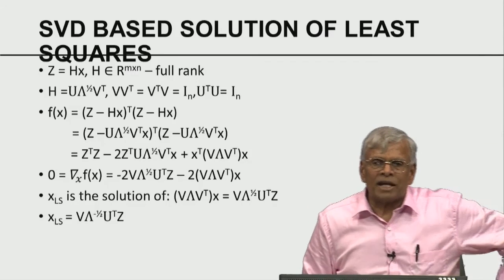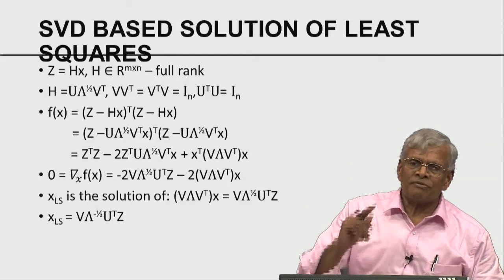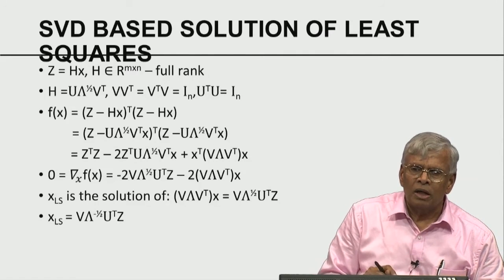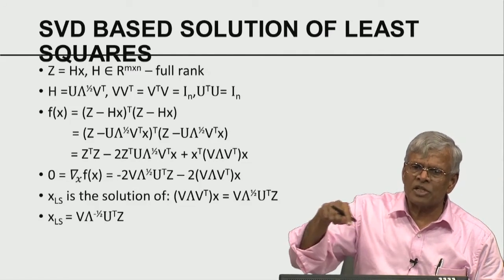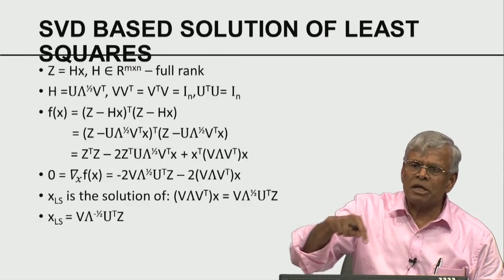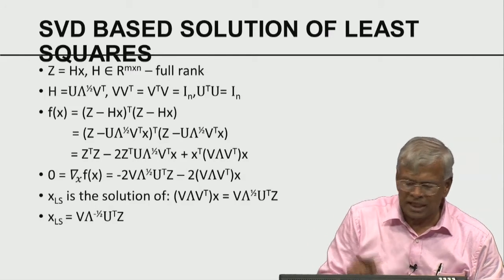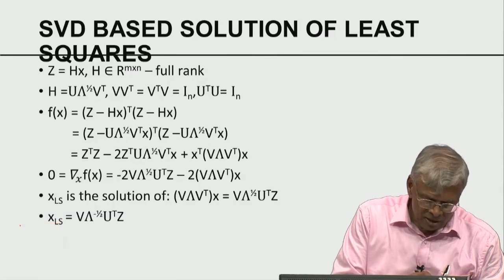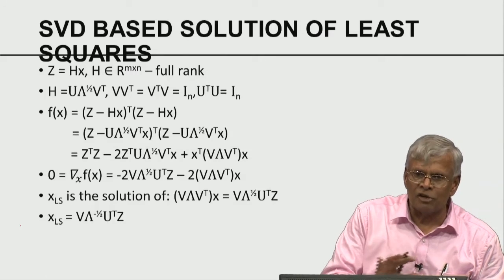Now what? I have to come back and close the loop. I have expressed H in the form of SVD. If I am able to express H in the form of SVD, how does it help me to solve the linear least square problem? That's what I would like to come back to, because the whole aim in these lectures is to solve the inverse problem.